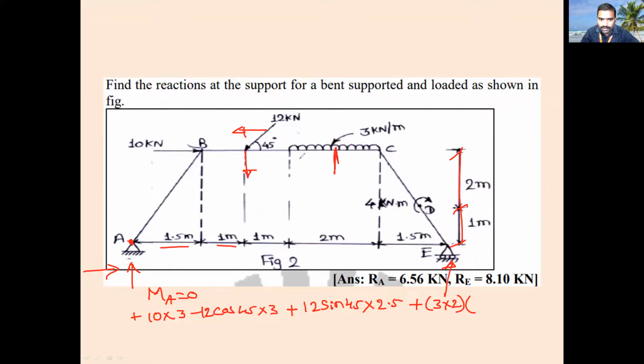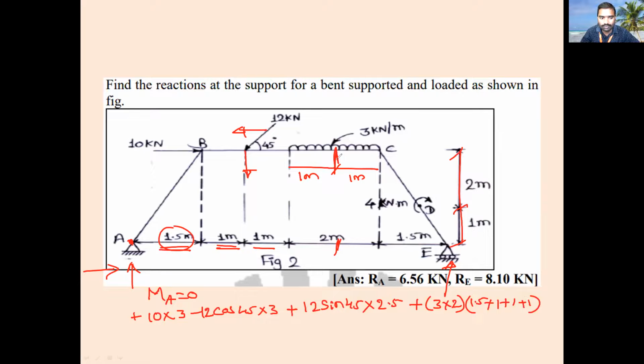Yes, sir. If the total is 3 meter, how much is this part? 1 meter. So the remaining is 1 meter. Then I want the distance from A to the center of this UDL. It is 1 plus 1 plus 1.5, that is 3.5 meter. All of you, are you getting how I have taken? Yes, sir. Okay.